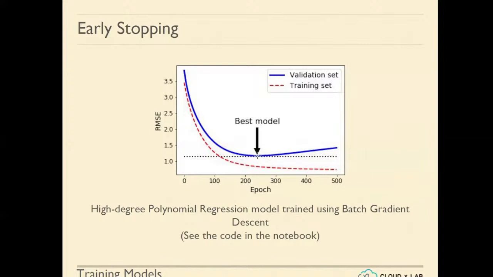Which means ideally we should stop at roughly 220 or 230 epochs, right? Then we will get the best model. So if we want to prevent overfitting, we will stop early. We will stop at this 220 epoch, and we will not go up to 500 epochs. And this method is called early stopping, right?